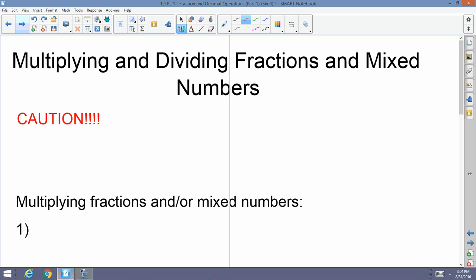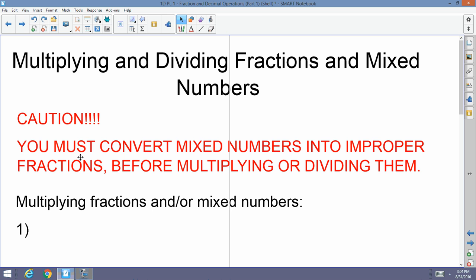Okay, we're almost done. Multiplying and dividing fractions and mixed numbers. Before I even get into anything, I have a big caution here. Be careful. You must convert mixed numbers into improper fractions before multiplying or dividing them. You cannot multiply or divide mixed numbers in the mixed number form, period. It's that simple. Whenever you have to multiply or divide mixed numbers, you have to convert them to improper fractions first, please.